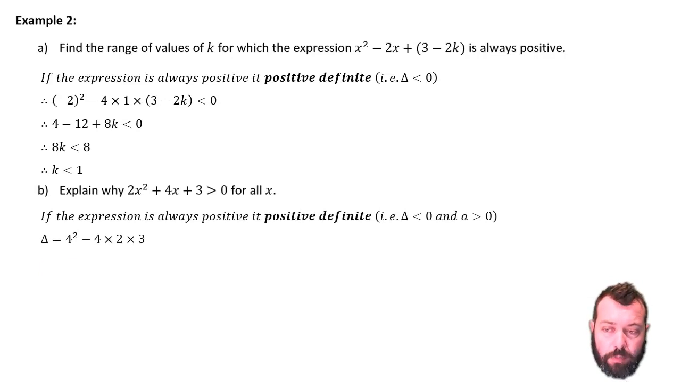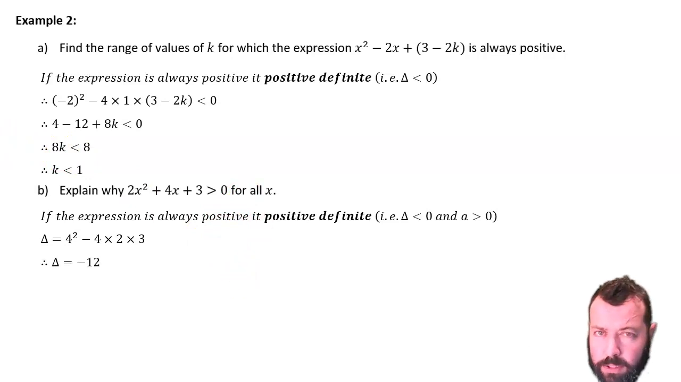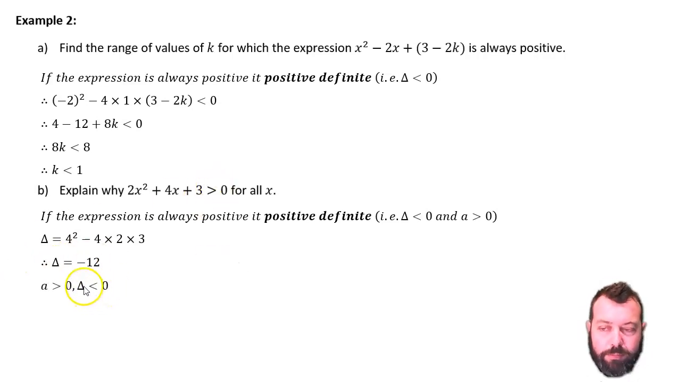So let's have a look at that. The discriminant is 4 squared minus 4 times 2 times 3, which is of course -12, which is of course less than 0, and that means it's a negative number. So a is positive, discriminant is negative, that means it's positive definite, it is always greater than 0.